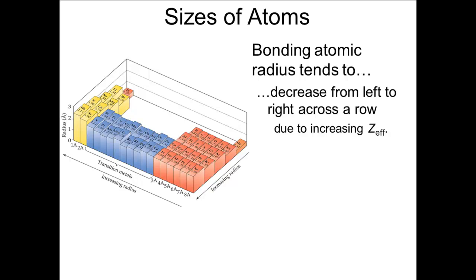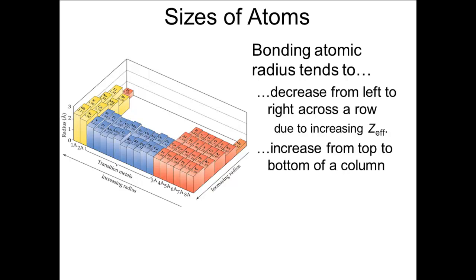As we go from top to bottom in a group, the atomic radius also increases. Going down a group, the effective nuclear charge stays the same, but the value of n increases. The larger value of n means a larger orbital, resulting in electrons that are further away from the nucleus and a larger atom. So the atomic radius increases going down a group.